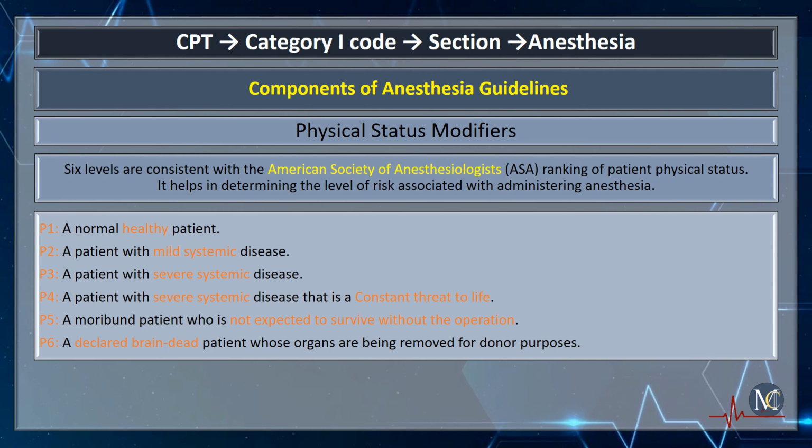P1, a normal, healthy patient. P2, a patient with mild systemic disease. P3, a patient with severe systemic disease. P4, a patient with severe systemic disease that is a constant threat to life. P5, a moribund patient who is not expected to survive without the operation. P6, a declared brain dead patient whose organs are being removed for donor purposes. For better understanding, let's discuss each component individually.